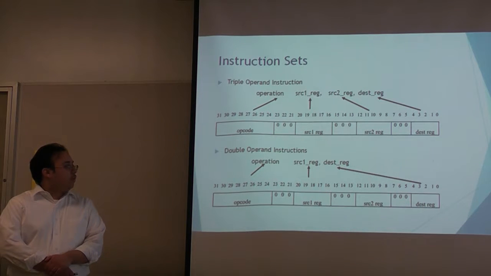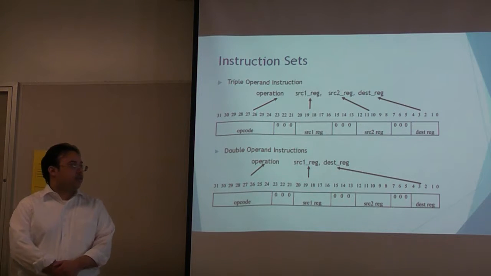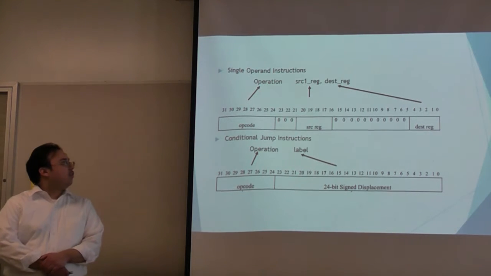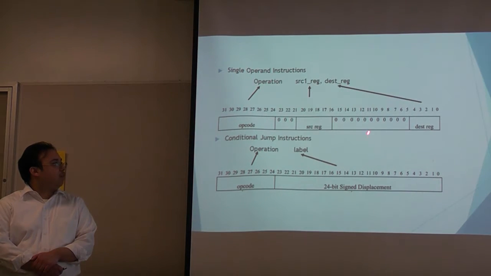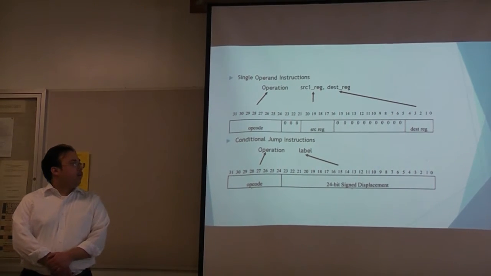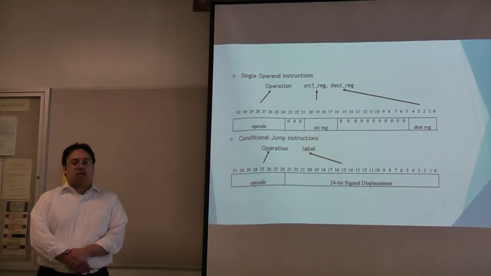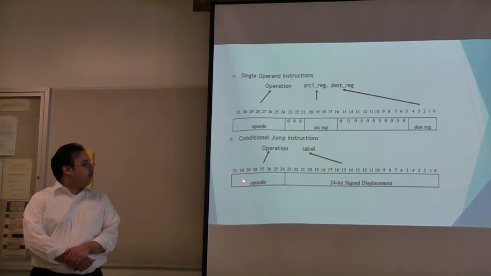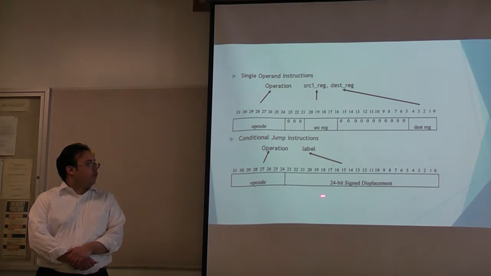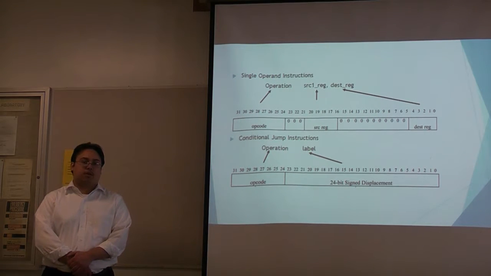Double operand is similar, but unlike triple operand, it will only use 2 registers at once. And going even further, there's the single operand instruction, which has no source 2, only source and destination. Getting away from register use are the conditional jump instructions, which, if the condition is found true, will use a 24-bit signed displacement added to the instruction pointer to change the current location in the instruction code.